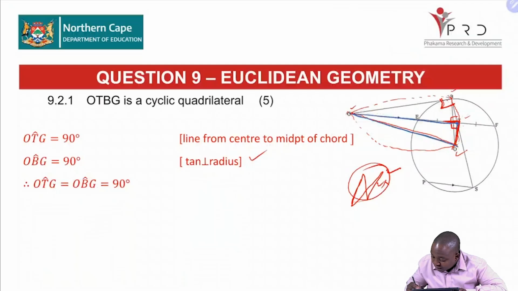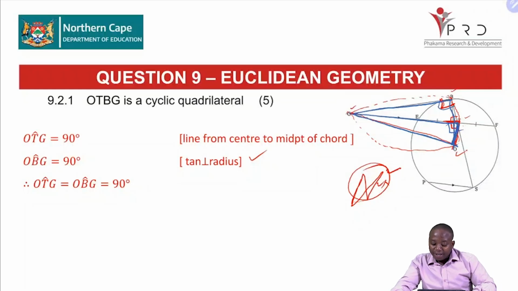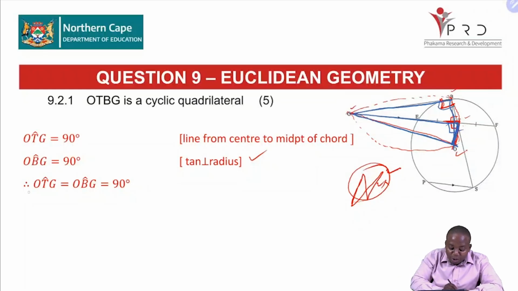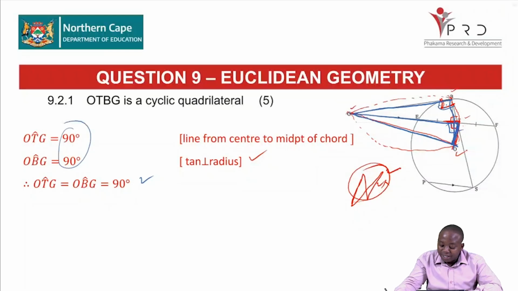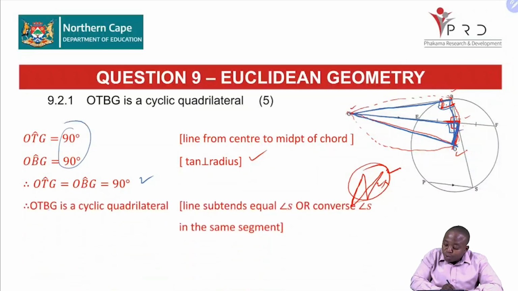even if I didn't see the shape, now the shape is visible easily there. So we can see those two angles there that are given by that line GO. So we can say OTG is equal to OBG. Both of them are equal to 90, because we've proven that both of them are equal to 90. Hence we can conclude that OTBG is a cyclic quad.